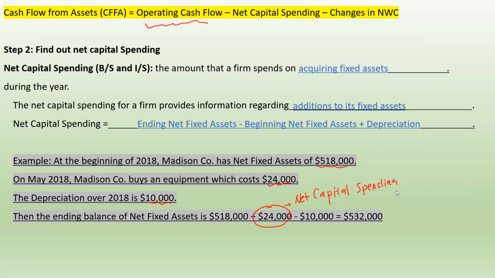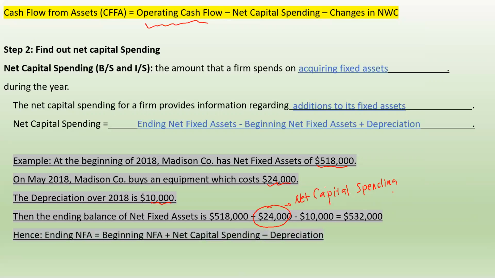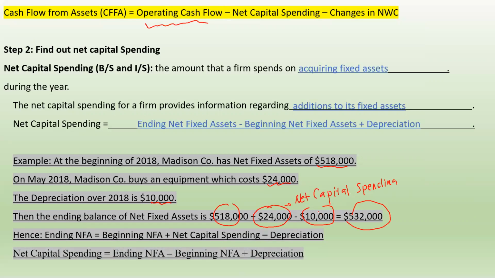And the depreciation itself is just an accounting number. It's not cash inflow, not cash outflow. So we found out that this net capital spending equals the ending balance minus the beginning balance, plus the depreciation.